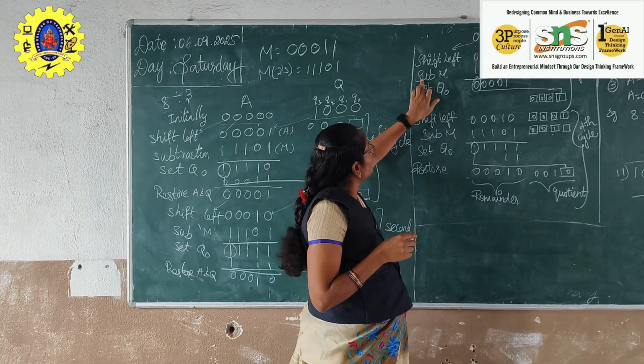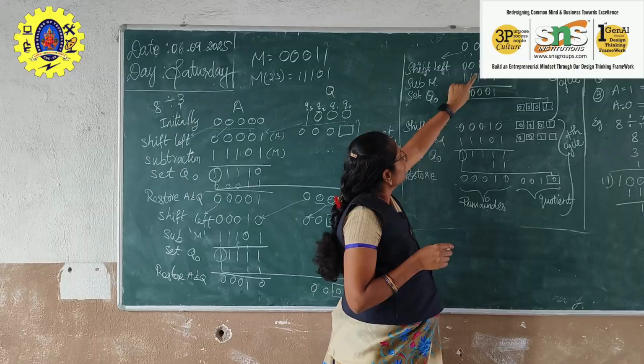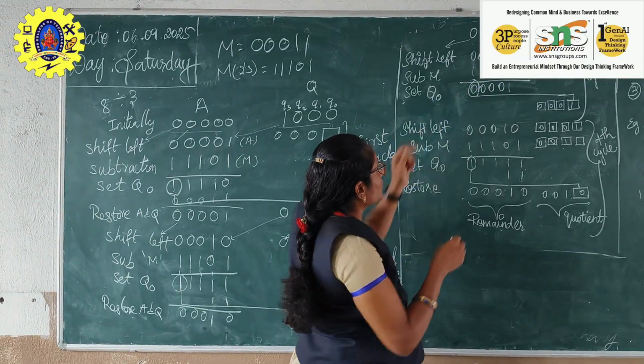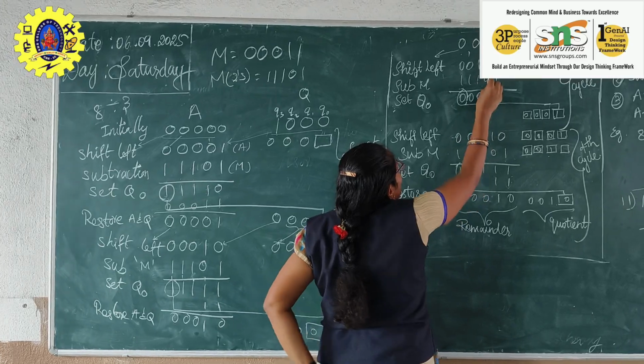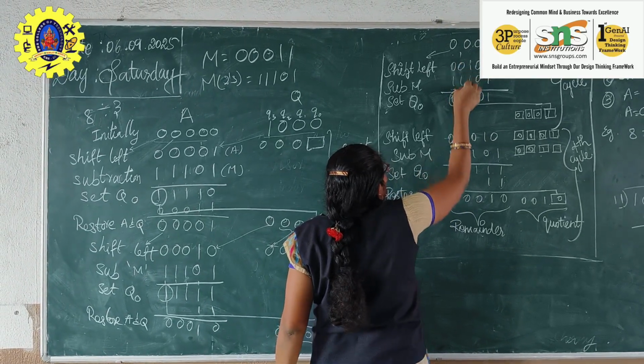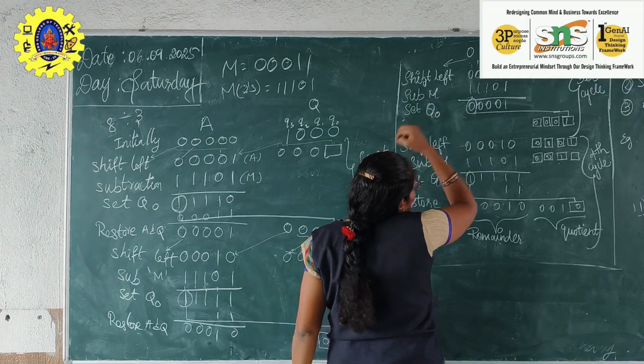Then next we have to perform the subtraction. Subtract M from A. If you subtract, to perform this addition, then we will get this value. 1 plus 0 is 1, 0, 1 plus 1 is 0, carry 1, 1 plus 1 is 0, again carry 1, 1 plus 1 is 0. The remaining one we will skip.